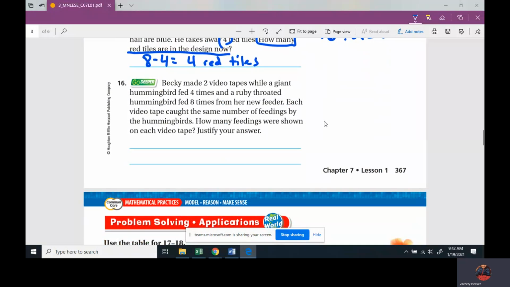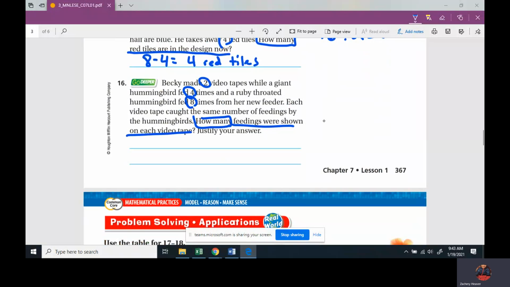Becky made 2 videotapes while a giant hummingbird fed 4 times and a ruby-throated hummingbird fed 8 times from her new feeder. Each videotape caught the same number of feedings by the hummingbirds. How many feedings were shown on each videotape? So basically, there's 2 videotapes.